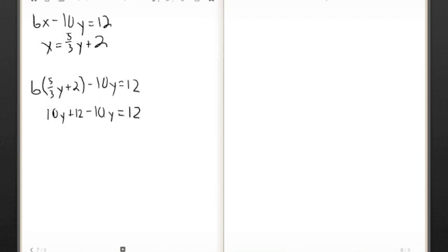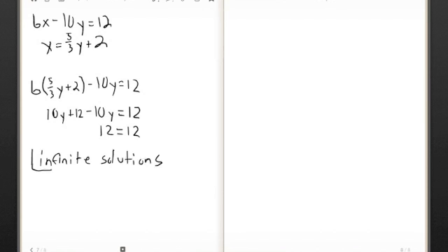10y minus 10y is 0, and we are left with 12 equals 12. Similar to what happened last time, except this time this is true. 12 is equal to 12. So what happens here? Well, because we're left with an equation without any variables, just true, that means that whatever numbers we put in for x and y, since they're both going to get eliminated anyway, no matter what we put in for them is going to work. So because of that, we have infinite solutions.